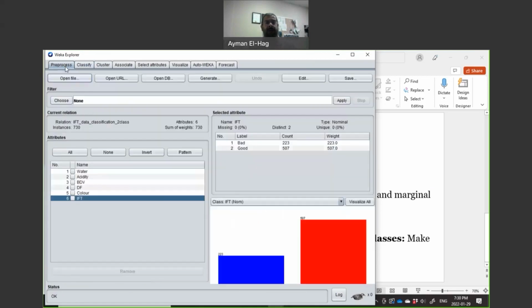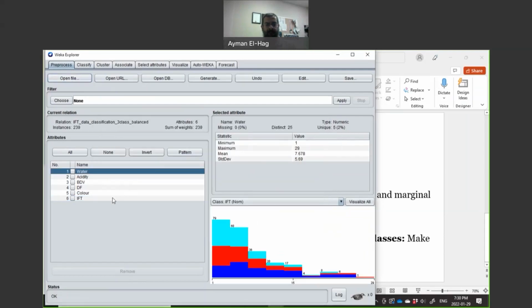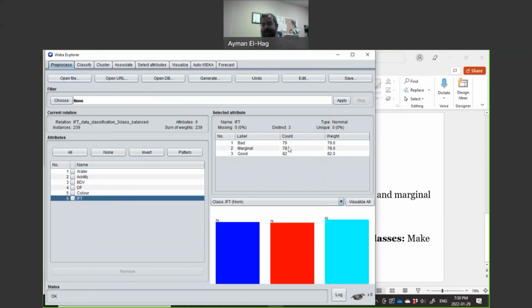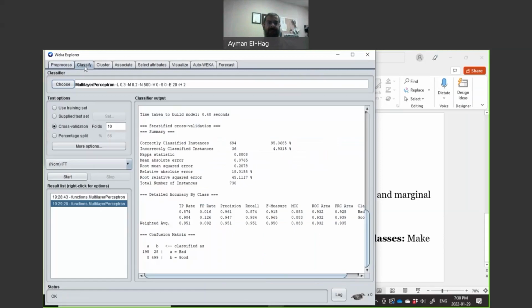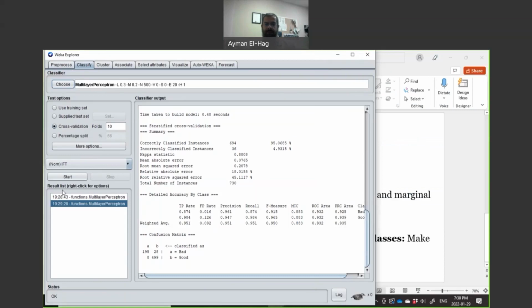Let's try the other solution, which is to remove the excessive number of the data and see what the impact of this is. So this is a file that I created. If you look at it now, we have three classes, but it is 79, 72, 82. So it is almost the same across classes, so there is no bias towards one of the classes. Let's see what will happen here. Let's classify, okay, and let's choose the same, but with one hidden layer, and start.